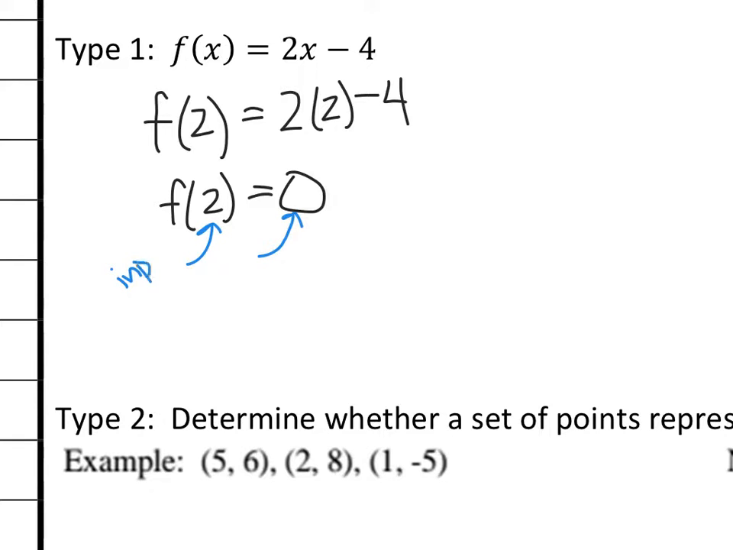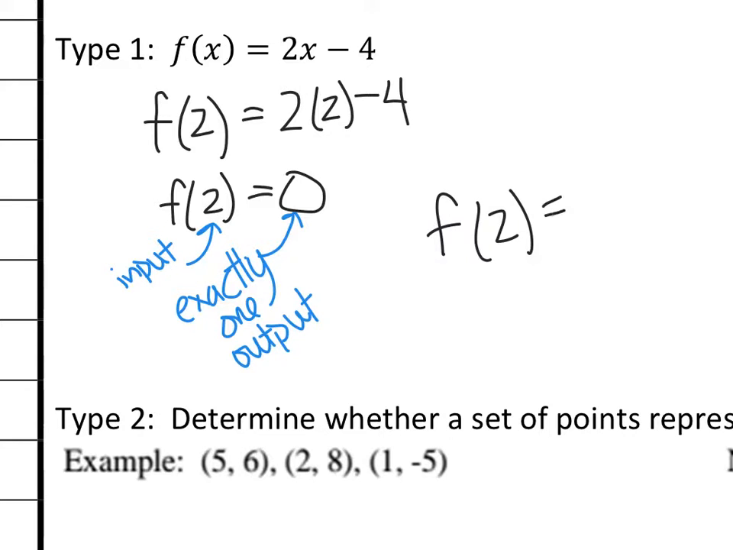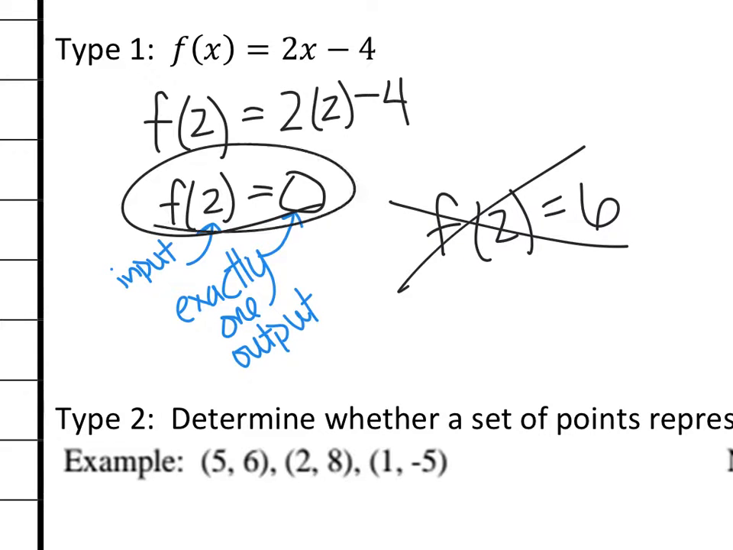So input maps to exactly just the one output, and it can never be a different output. So if I get f of 2 equals 0 and someone gets f of 2 equals 6, somebody's wrong here. If this person's wrong, this person's right, and that's the only way that that can come out.